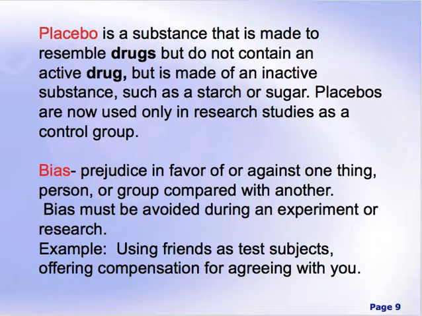It is just enough to give your brain that, hey, this might be happening, but then it's going to take it a step further and allow you to see how much the drug is really affecting and how much it is just your mind playing tricks. That's the placebo, the sugar pill in it. And then bias is a prejudice in favor of or against one thing, a person, group compared with another.